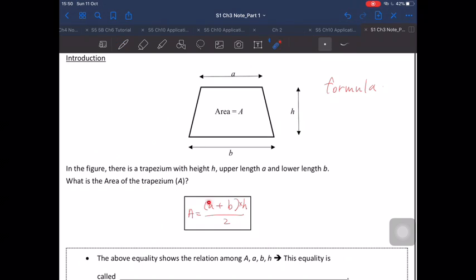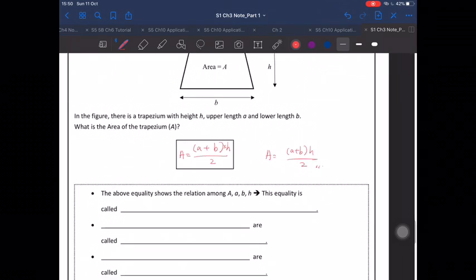So therefore, the upper length plus the lower length in brackets, times the height of this trapezium, and then divided by 2. Therefore, it will be (A plus B) times H over 2. It will be the formula of the area of a trapezium.